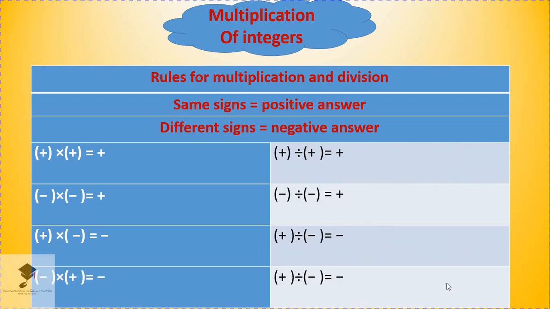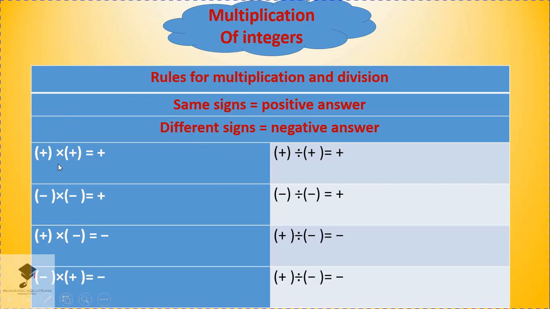We are still continuing with integers, but for today's lesson we're going to focus on multiplication of integers and division of integers. So we're going to start with multiplication of integers. And looking at this table, these are rules for multiplication and division. Same signs will give out a positive answer, and different signs will give out a negative answer.